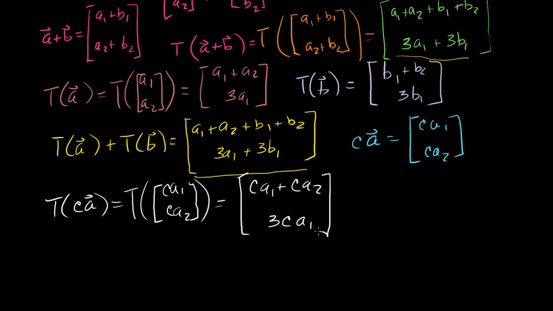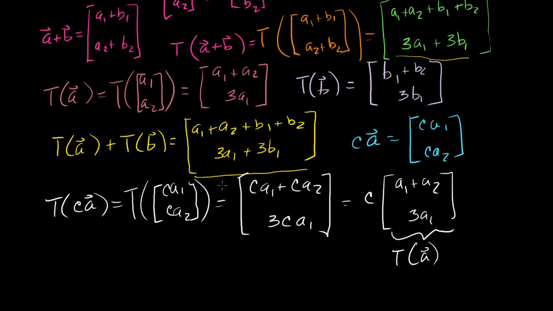Now, what is this equal to? This is the same thing. You could view it as factoring out the c. This is the same thing as c times the vector a1 plus a2, and then the second component is 3a1. But this thing right here, we already saw. This is the same thing as the transformation of a.